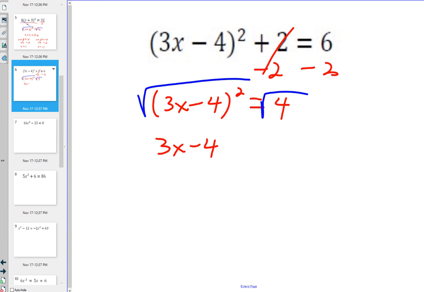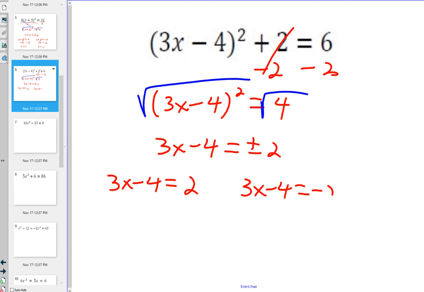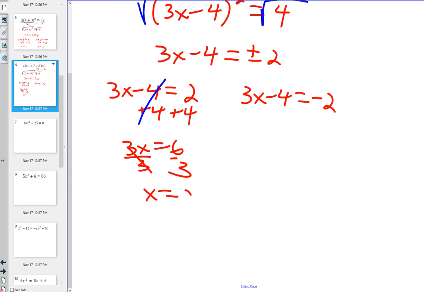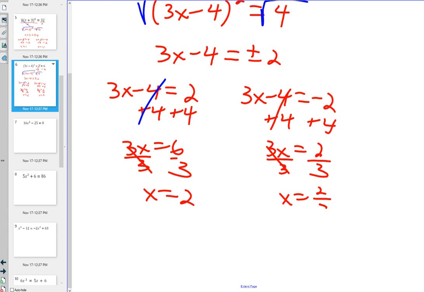3x minus 4 is equal to plus or minus 2. So 3x minus 4 is equal to 2. 3x minus 4 is equal to negative 2. Plus 4, plus 4. 3x is equal to 6, divided by 3, x is 2. Plus 4, plus 4. 3x is equal to 2, divided by 3, x is 2 over 3.